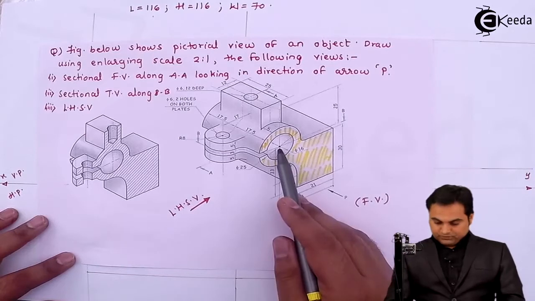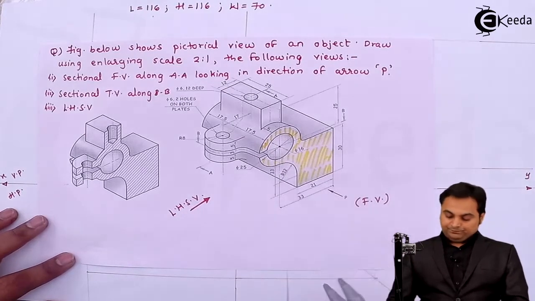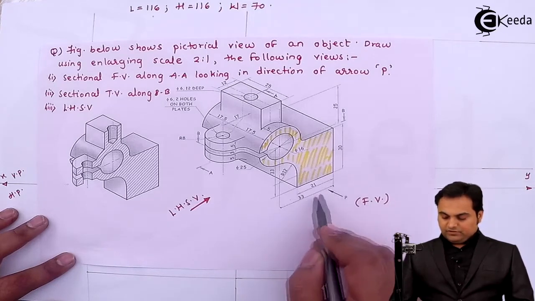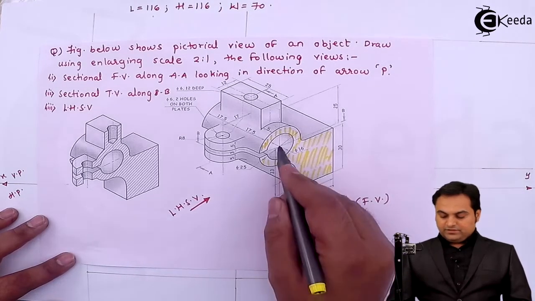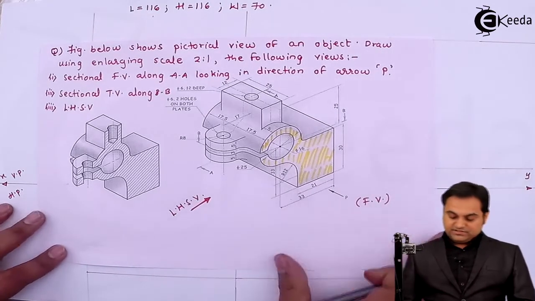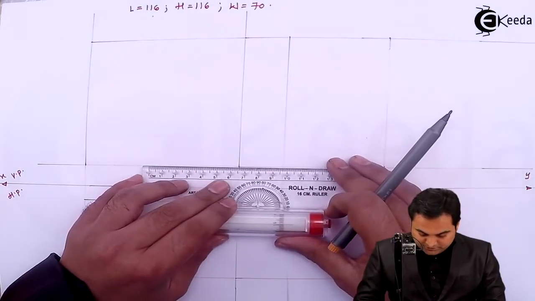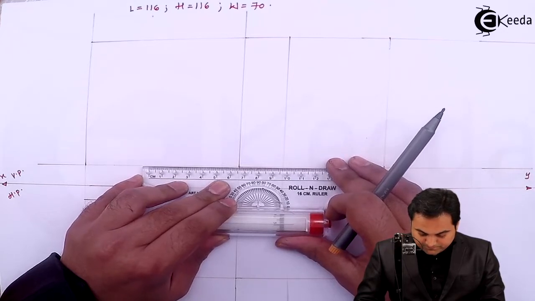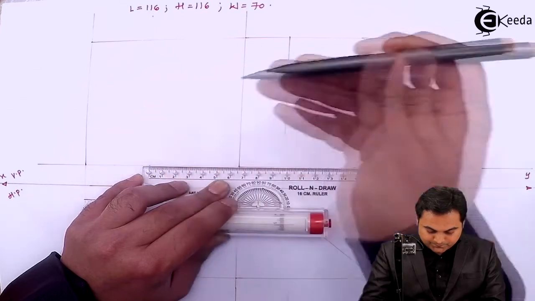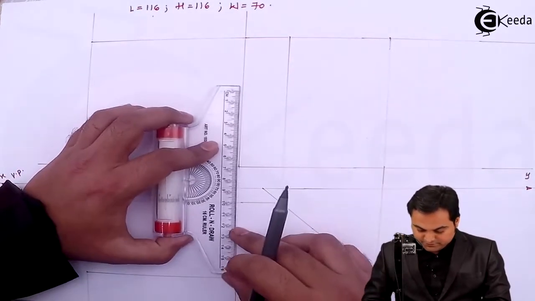Now, here I look at the center. It is 33 mm from the right hand side and 33 mm above. It means when I double the scale, it will be 66 and 66. So measuring 66 from one side, 66 from the other side.